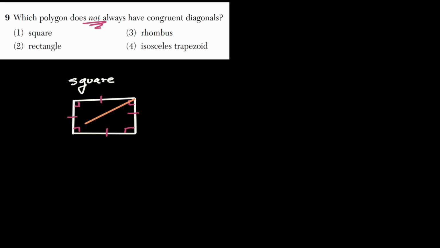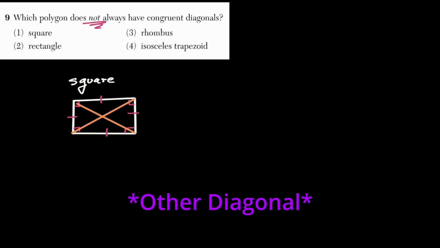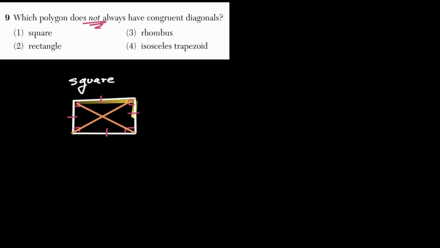But when I consider one diagonal, notice that I'm creating two triangles, the one on the top and the one on the bottom. Those triangles are congruent to each other by side-angle-side. And when I consider this other diagonal, notice that I'm creating the same triangles as before. They are still congruent by side-angle-side. So we can claim that the diagonals are congruent. But notice that we're looking for the "not." So square doesn't work out.